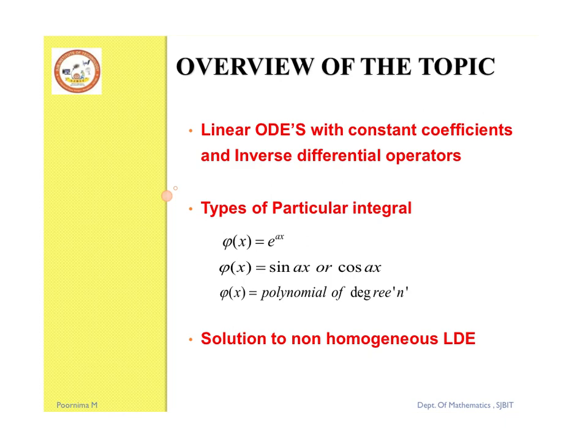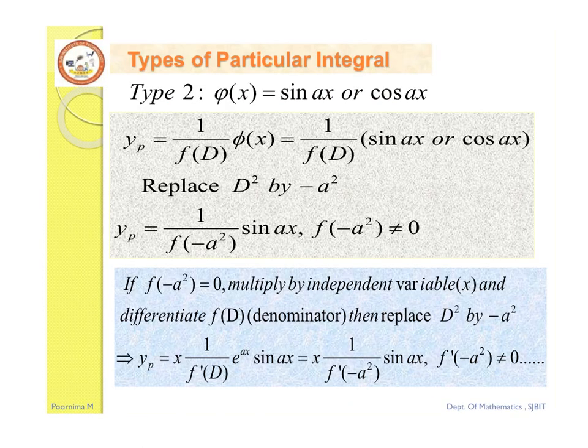In this lecture, I'm going to cover the solution of non-homogeneous linear differential equations, particular integral for the case where phi of x is equal to sin ax or cos ax. First, let us understand the procedure for finding the particular integral when the RHS is sin ax or cos ax. Instead of sin ax, we can also have sin(ax plus b), or cos(ax plus b).